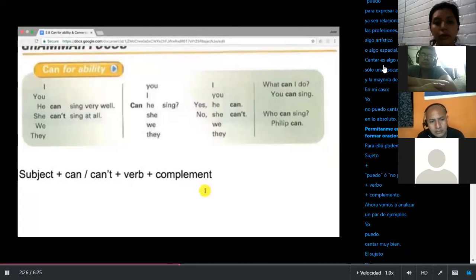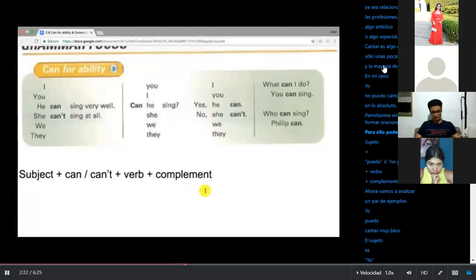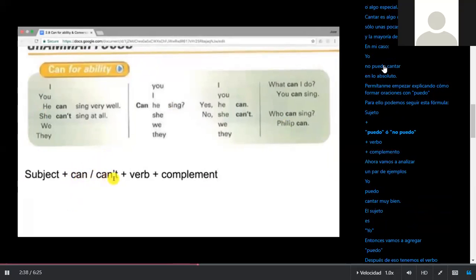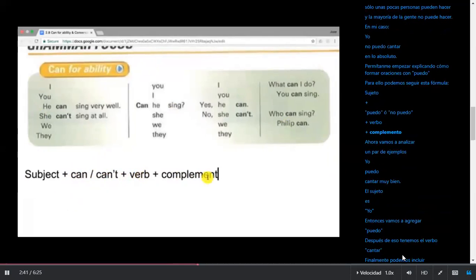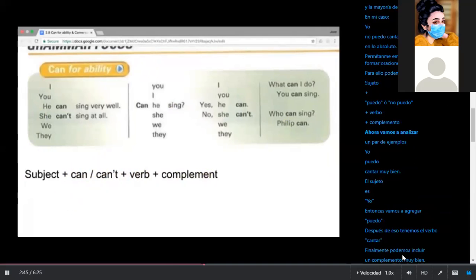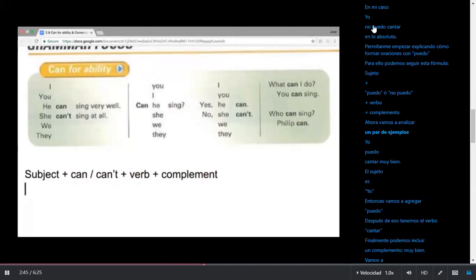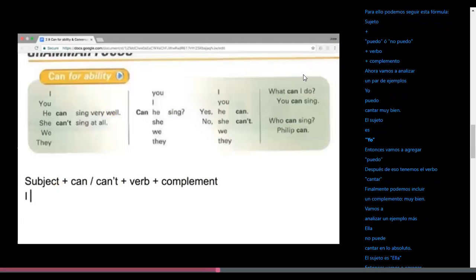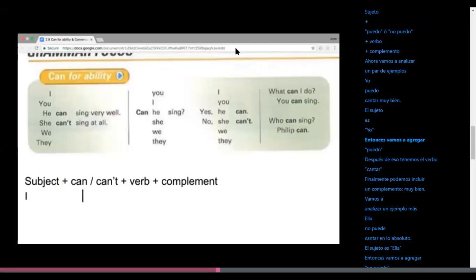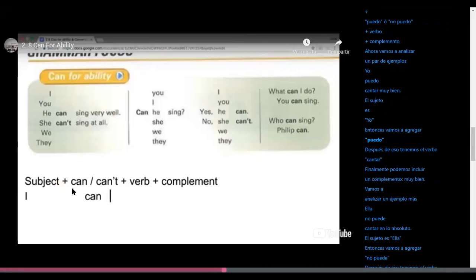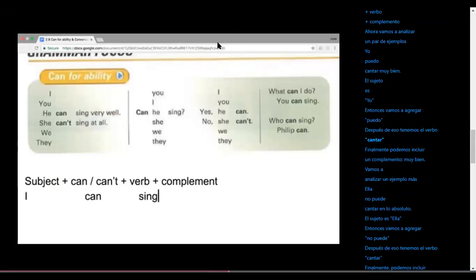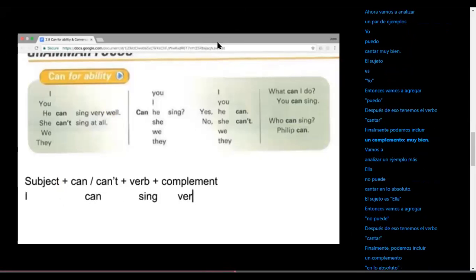Let me get started by explaining how to form statements with can. To do this, we can follow this formula: subject plus can or can't plus the verb plus complement. Now let's analyze a couple of examples. I can sing very well. The subject is I. Then we're going to add can. After that, we have the verb sing. Finally, we have a complement.